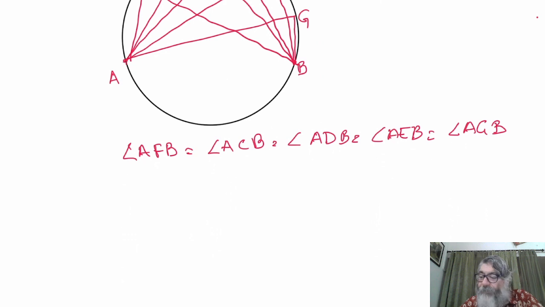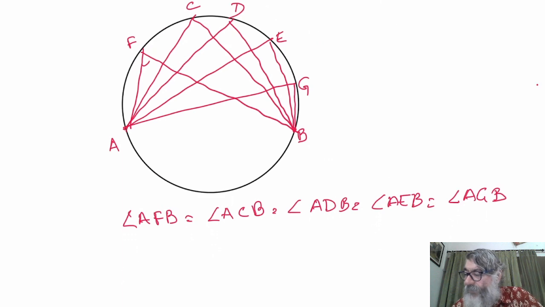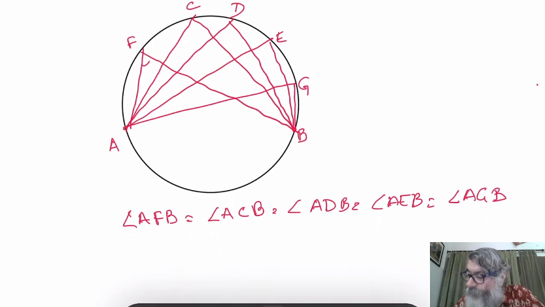The only thing changing is the vertex. If I join A to B, all these triangles have got the base AB, and their vertices are lying on the circumference of the circle. So this A, F, C, D, E, G, B, A is a segment.